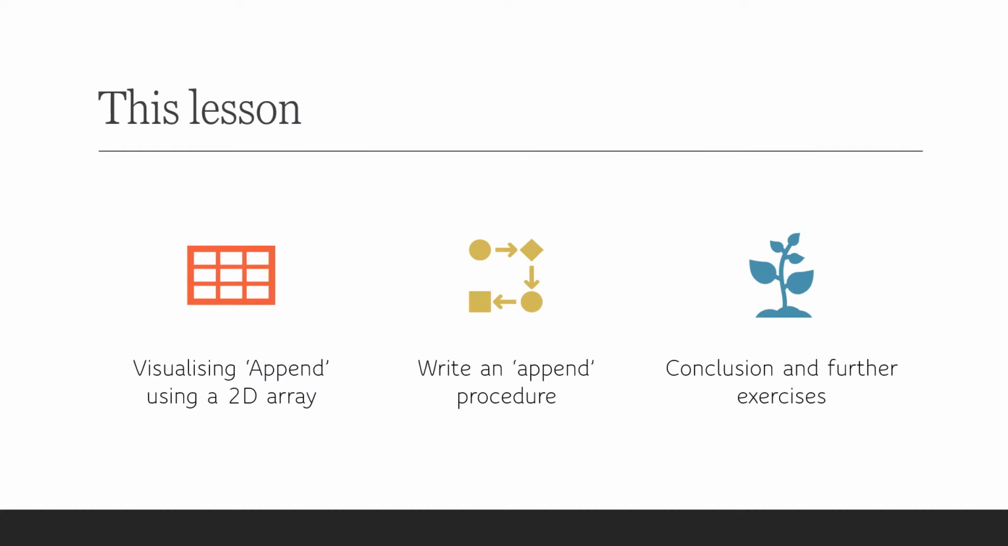In this lesson, we'll start by doing some visualization by showing a 2D array and what happens to the array when we append a new value to the linked list. Then we'll write a procedure in Python, working together, to append a value to a linked list. And then at the conclusion, there are some further exercises with linked lists in Python that will let you stretch your skills and show what you can do.